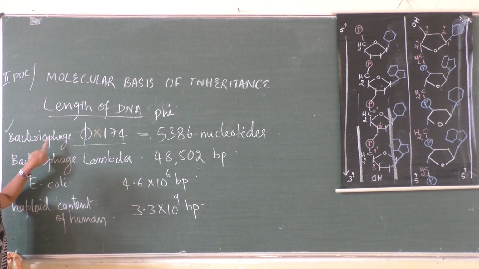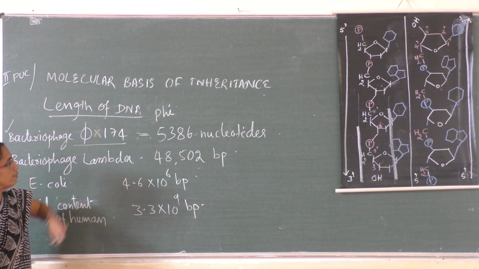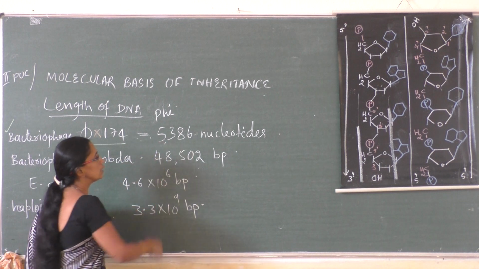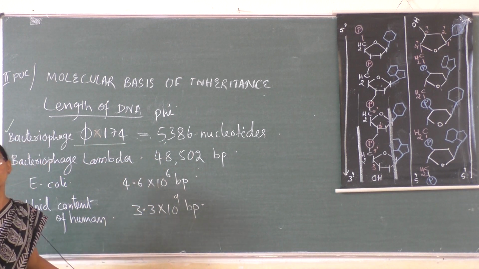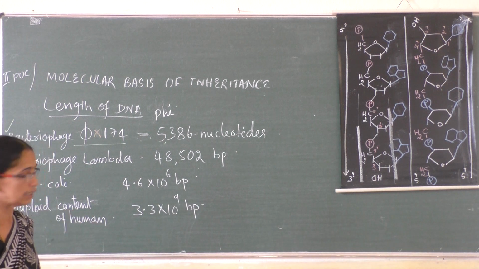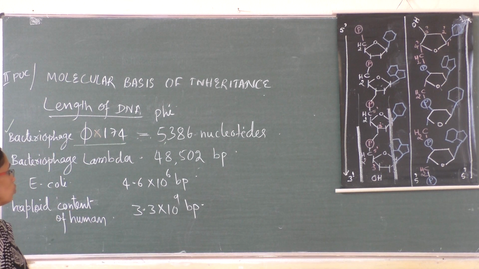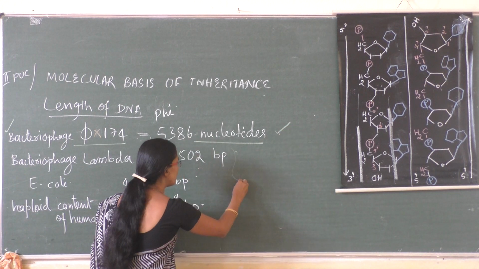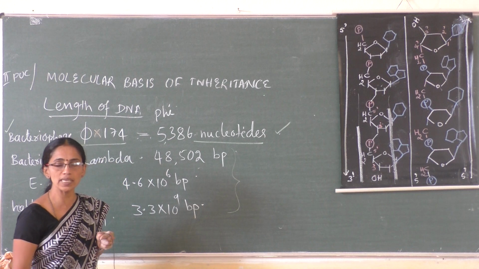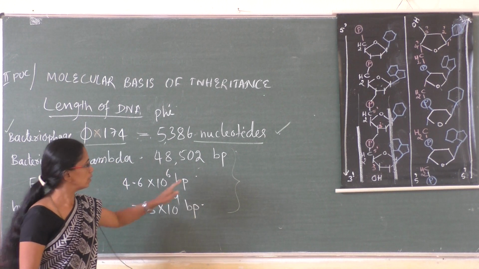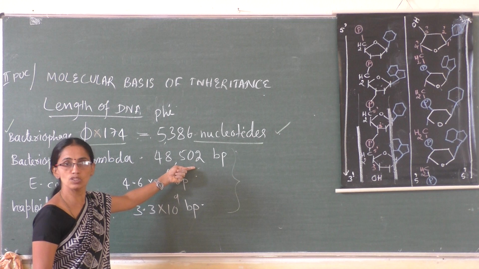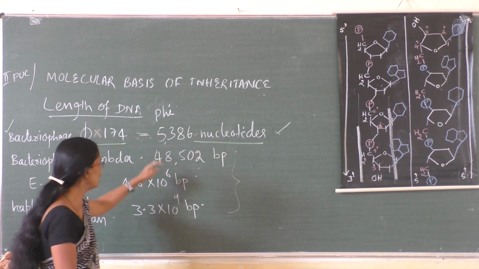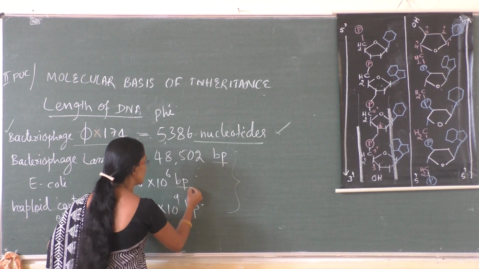Bacteriophage is a virus. Phi 174 is 5,386 nucleotides. So this is explained in terms of nucleotides. Remaining 3 are explained in terms of base pairs. When this is doubled, it comes as nucleotides. When this is made half, it comes in terms of base pairs. Now these 3 are explained in terms of base pairs.